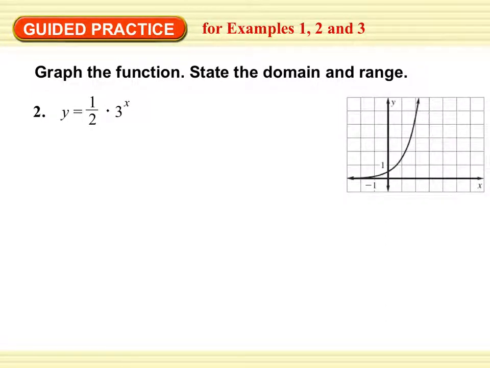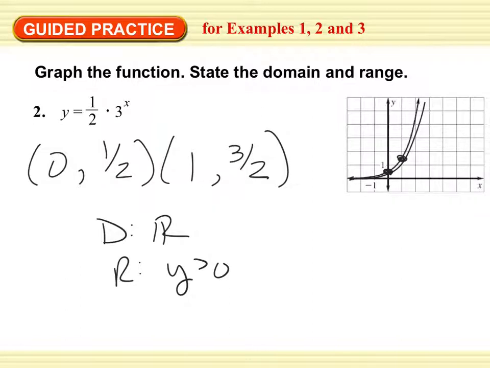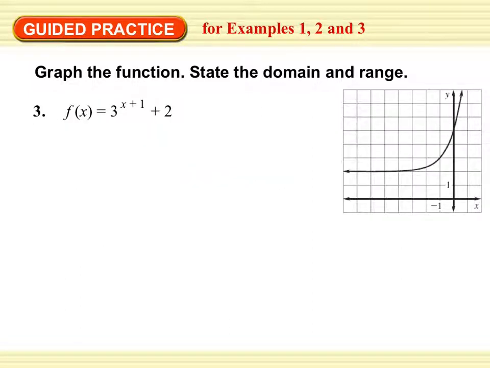Here, I'm going to graph my 2 points, 0, 1 half and 1, 3 halves. So 0, 1 half is there, 1, 3 halves. Draw your curve, domain, all real numbers, range, y is greater than 0. Ooh, now we're moving.